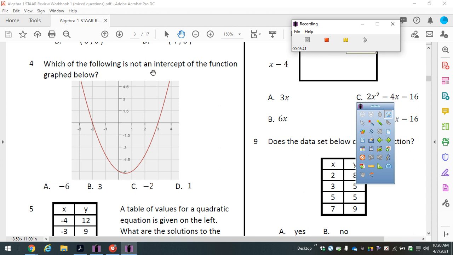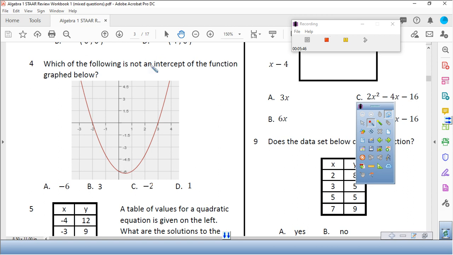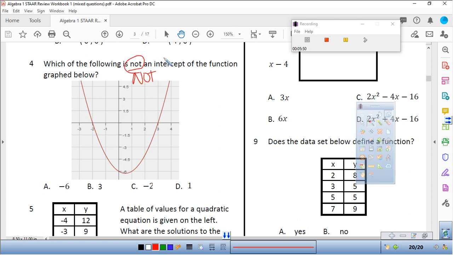Okay, so which of the following is not an intercept of the function graph below? Very sneaky. Not. You usually have a big intercept. It doesn't say x-intercept or y-intercept. So negative 2, negative 6, negative 3. Negative 2, negative 6, 3, answer is D. Cool. They want the one that's not.